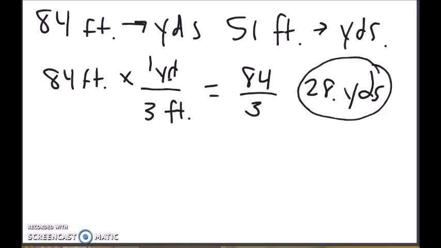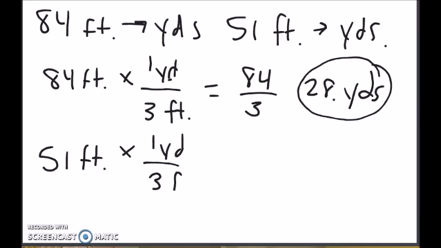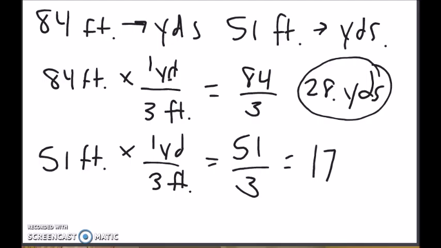And then next, if I have 51 feet, and I multiply that by 1 yard over 3 feet, because again, that's how many feet are in 1 yard, that will come out to 51 divided by 3. I know that 3 goes into 51 17 times. So our basketball court will need to be 17 yards wide.